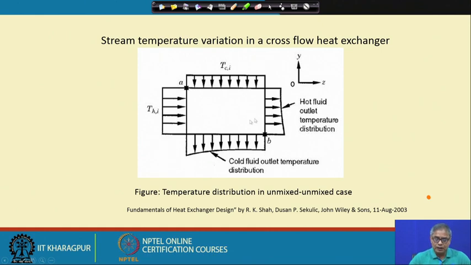Similarly, the hot fluid will have the lowest temperature at the exit at this point, and on this side there will be an increase. So, this is what I have expressed, that there will be non-uniformity when there is a cross flow heat exchanger. Okay. And this non-uniformity could be of different orders. So, let us see how we can define some more things regarding this non-uniformity in temperature.